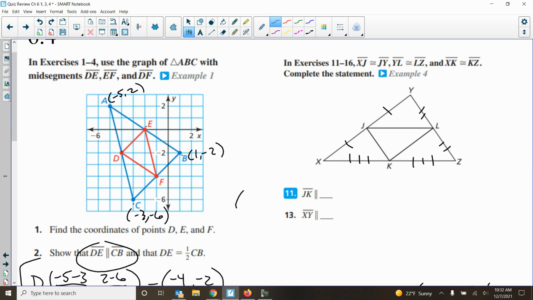So all of the mid-segment theorems apply, and in this case, there'd be 3 of them because there are 3 mid-segments. So what does JK have to be parallel to? Has to be parallel to YZ. And what does XY have to be parallel to? LK. So there, it's just the triangle mid-segment theorem, but we can apply it 3 times because we have all 3 mid-segments drawn in.